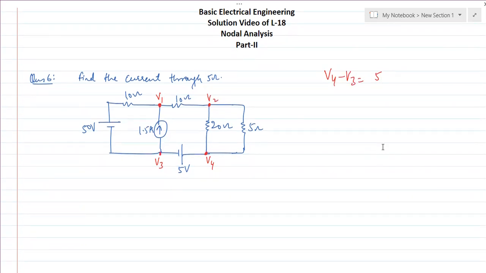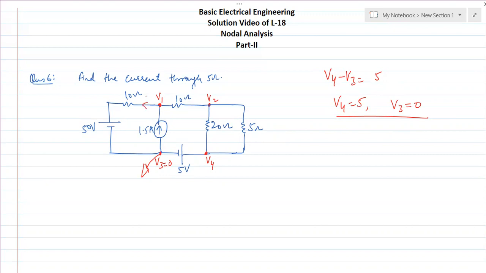So if we ground any one of these two junctions, we can easily get the value of the other junction. Let us consider V3 is grounded, so V3 is 0. If V3 is 0, then naturally V4 is 5 volts and V3 is 0 volts. So out of 4 unknown junctions, we have solved 2 junctions. The remaining 2 junctions we will solve by using KCL equations on junction number 1 and junction number 2.